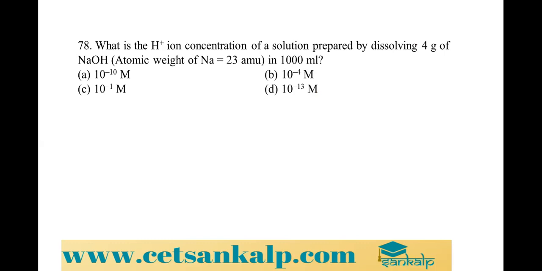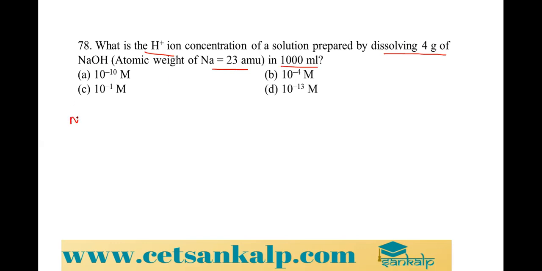what is the H plus ion concentration of a solution prepared by dissolving 4 gram of NaOH in 100 ml? What will come? Let us see. What is the H plus ion concentration, they have asked. Of a solution prepared by dissolving 4 gram of NaOH, atomic number they have also given 23, in 1000 ml. How much will be there in 1000 ml?